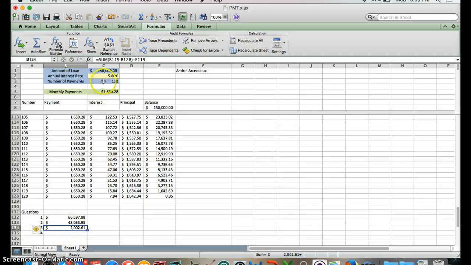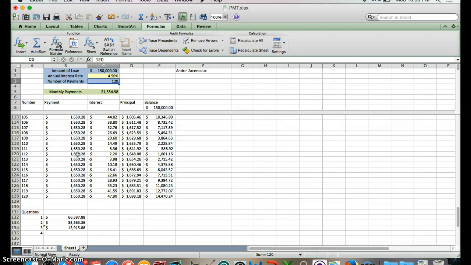For the last question, it asked you how much money you would have saved if the bank offered you a 4.5 interest rate instead. So what you do is you go over here, you change the interest from 5.8% to 4.5%, and it changes all your numbers right here. And you see it has some negatives right here. So basically, after you make this payment, you've already paid it off.